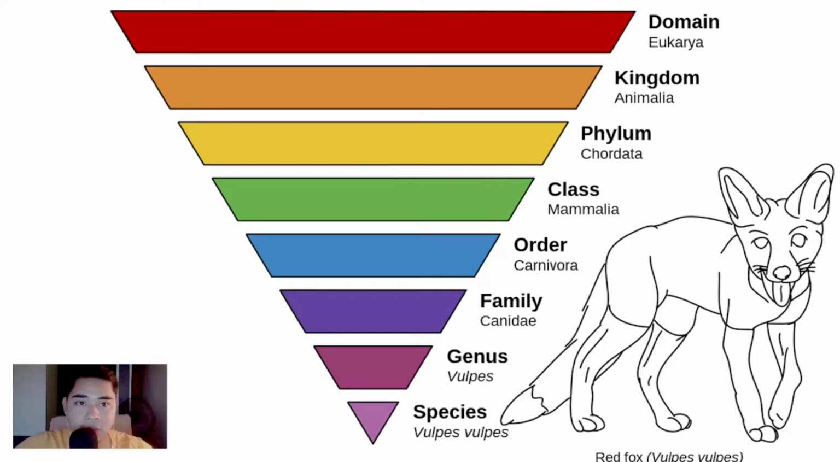So for the first one, we should identify its domain. For the new classification, they consider domain as the topmost. But in the older ones, the topmost classification is kingdom. So again, in the new classification, it's the domain. So it could be eukarya or prokaryotes. It depends upon the organism.